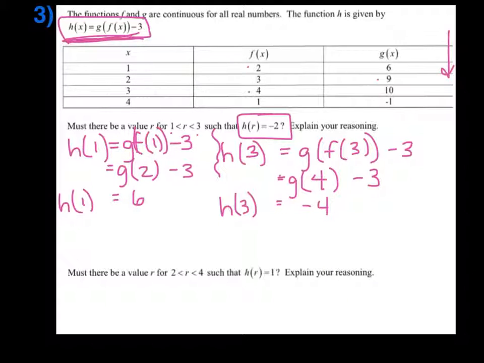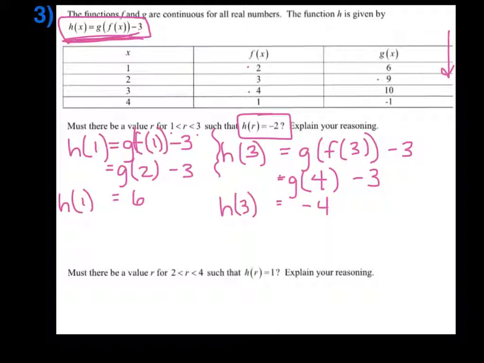The question is, by the intermediate value theorem, can I guarantee that negative 2 will fall in between these? Well, is negative 2 a number that is smaller than 6 but bigger than negative 4? I would definitely say, and hopefully you all would too, yes, that is true.